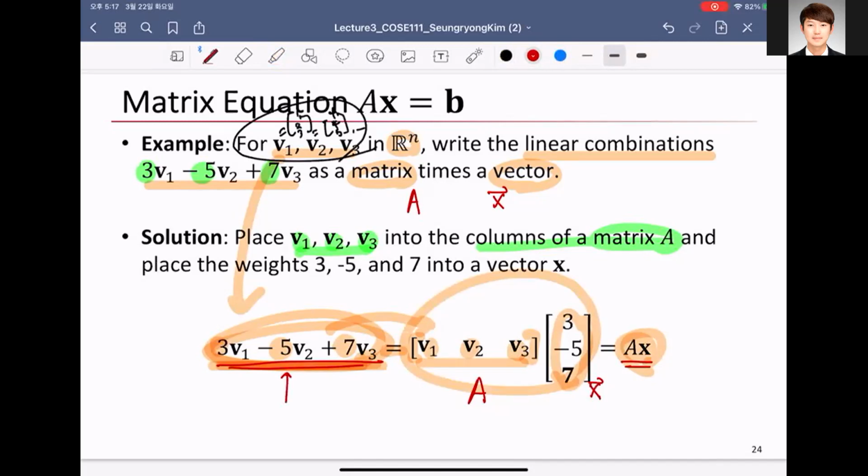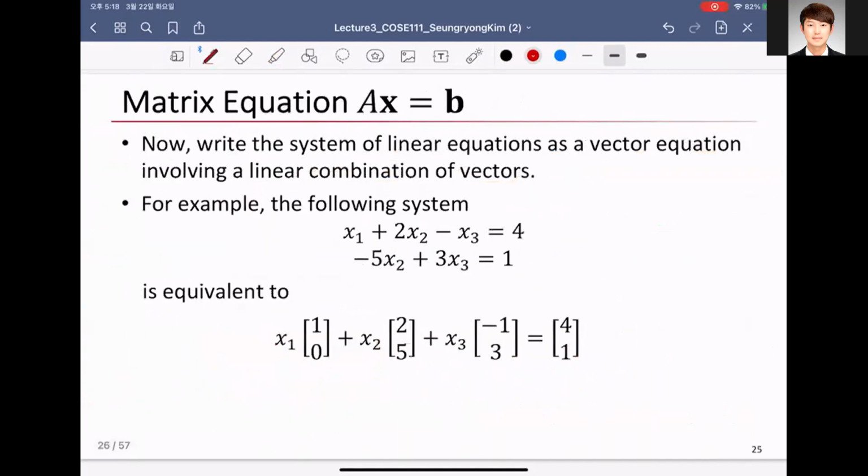Here, very interesting things happen. The left-hand side of this equation is the vector equation that we discussed in the last lecture, right? Last lecture, the linear combination of the vectors v1, v2, and v3. And this one, relevant to the matrix equation, we will discuss later. Now we have a matrix A and a vector x. So now the linear system can be written as a vector equation involving the linear combination of vectors.